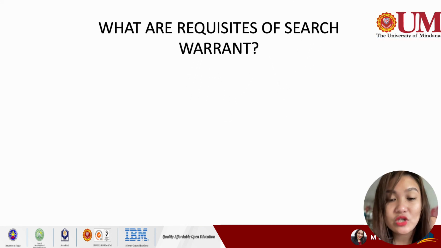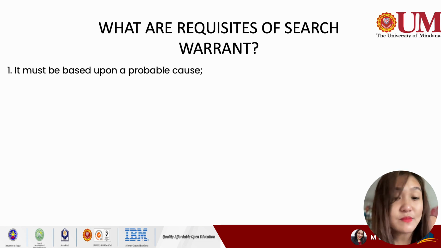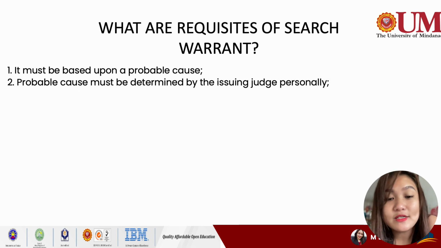And we have here another question: what are the requisites of a search warrant? So we have right here, it must be based upon probable cause. For a search warrant to be valid, there must be probable cause, which is a reasonable belief that a crime has been committed. Second, probable cause must be determined by the issuing judge personally. The judge is the one who issues the search warrant, and he needs to personally determine probable cause by questioning the person requesting the warrant and their witnesses. And the judge must also take written statements from them.